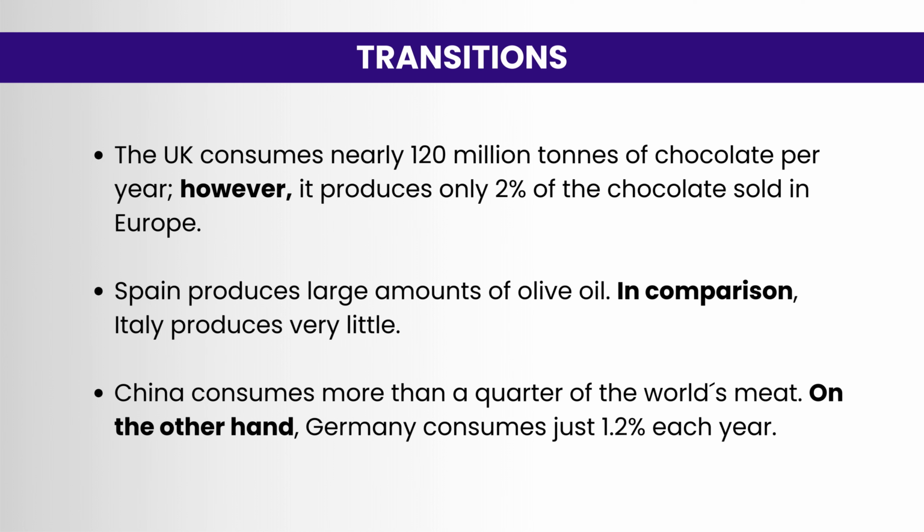In comparison, Italy produces very little. China consumes more than a quarter of the world's meat. On the other hand, Germany consumes just 1.2% each year.